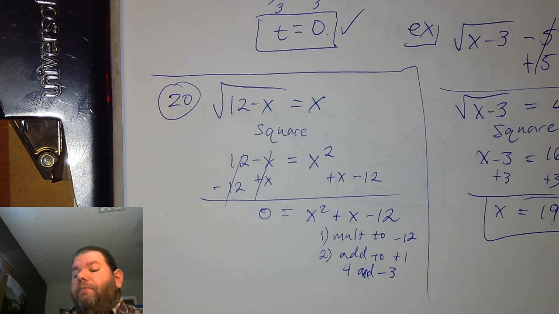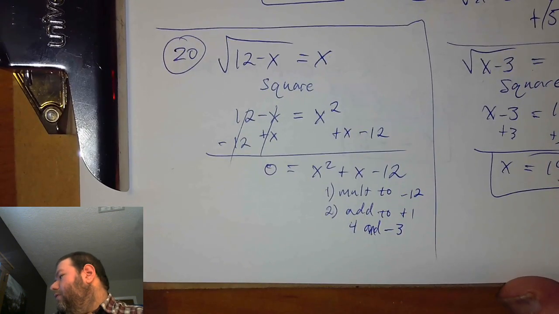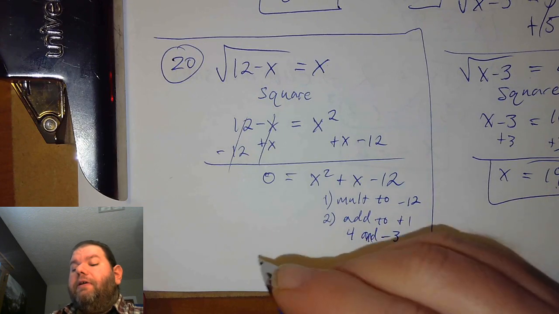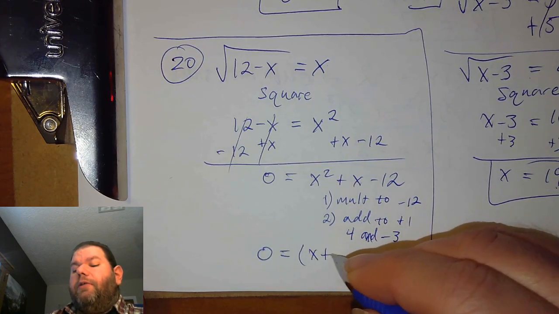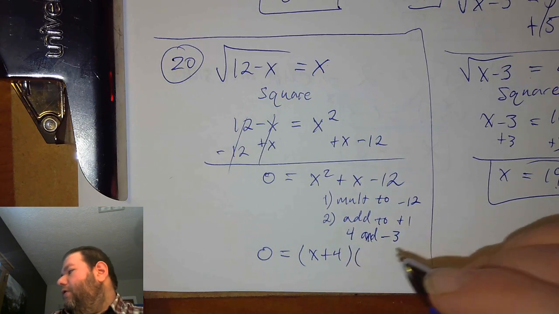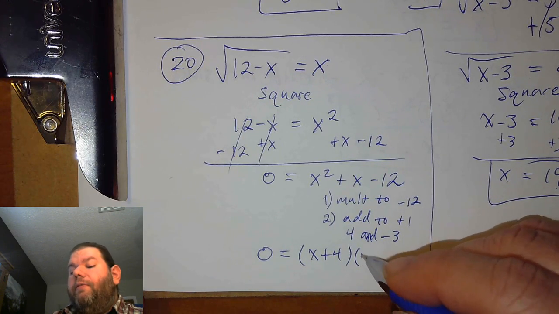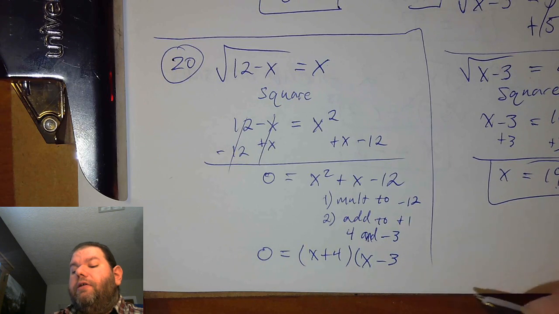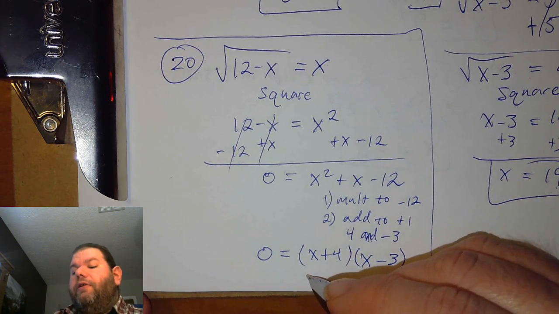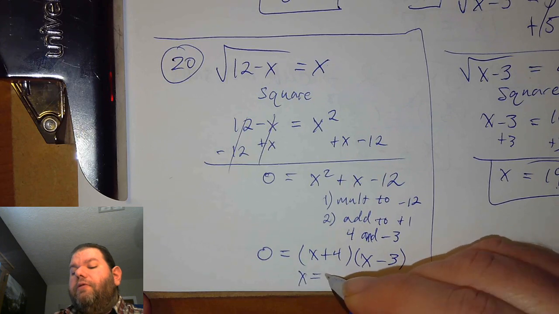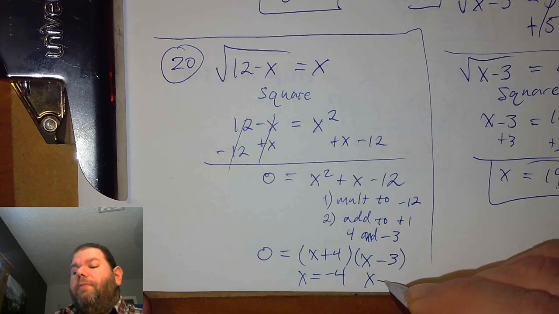Okay. I'm running out of space here. So we have x plus 4 and x minus 3. And so our two solutions are negative 4 and positive 3.